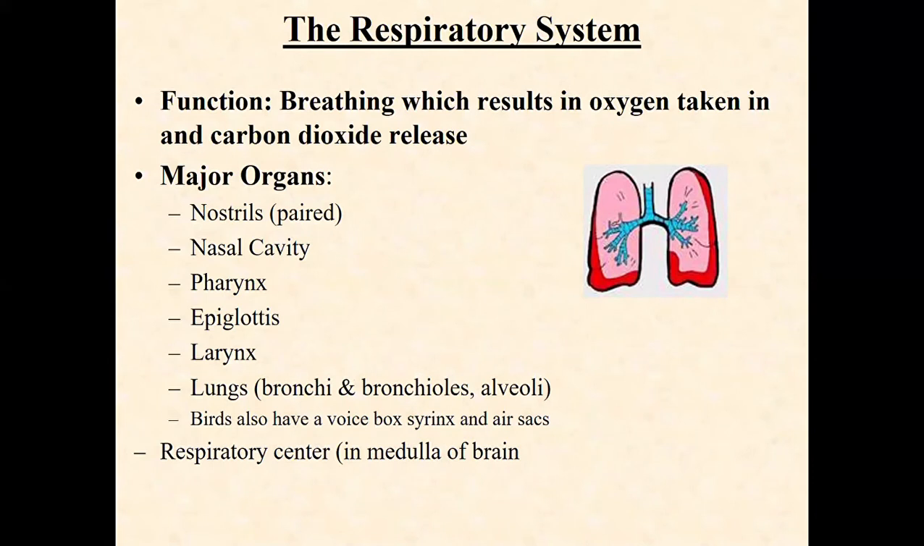Your respiratory system. So breathing, which results in oxygen taken in and carbon dioxide being released. So you have your major organs: your nostrils, your nasal cavity, pharynx, tubes that go down to the stomach, and your lungs. Epiglottis, it prevents food and drink from entering the windpipe. Larynx, which is also considered your voice box.